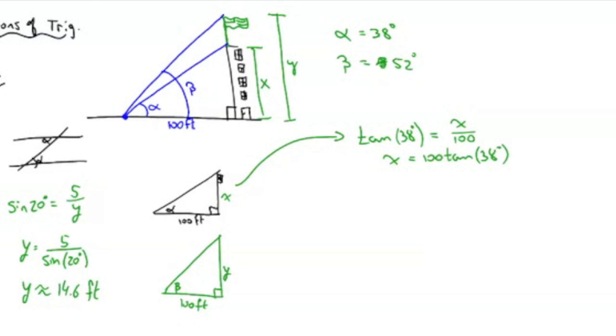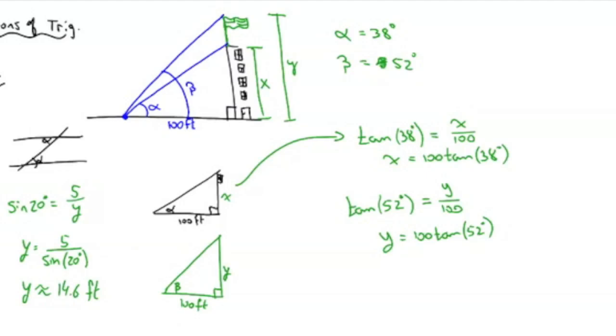All right, you set up the same thing for beta, and you're going to get tangent of 52 degrees, and it's going to be equal to y over 100. And therefore y is going to equal 100 tangent 52 degrees. Now, the reason I don't want you to type it in a calculator is because then you'd be rounding this one and rounding this one. It's actually better just to take these two things and subtract them.